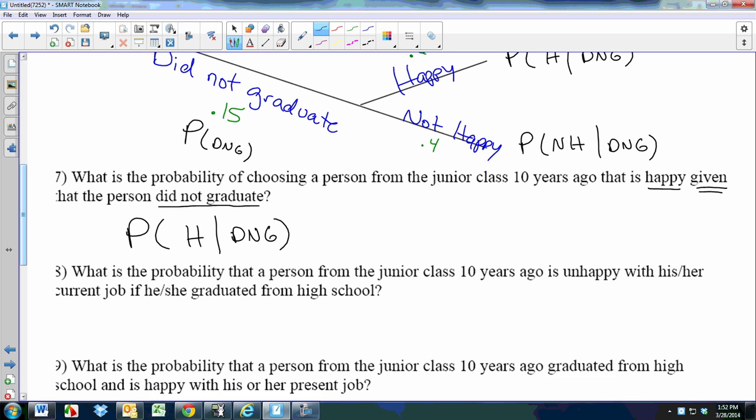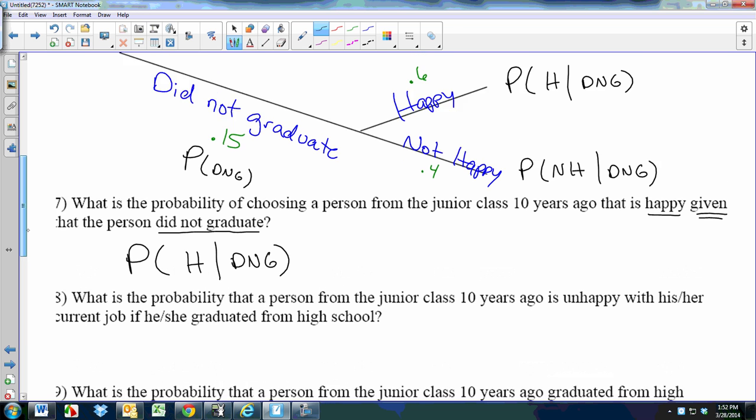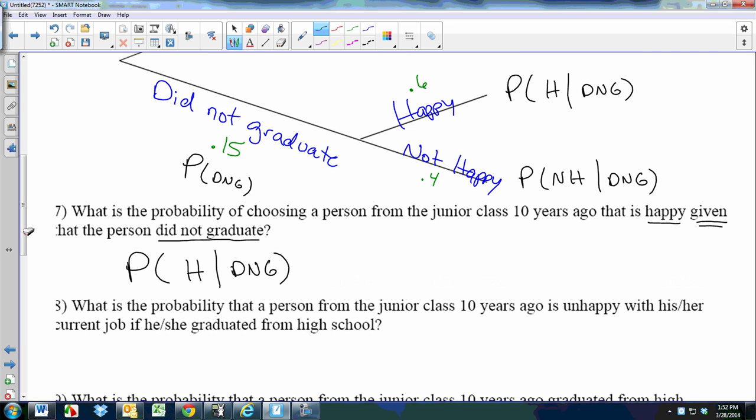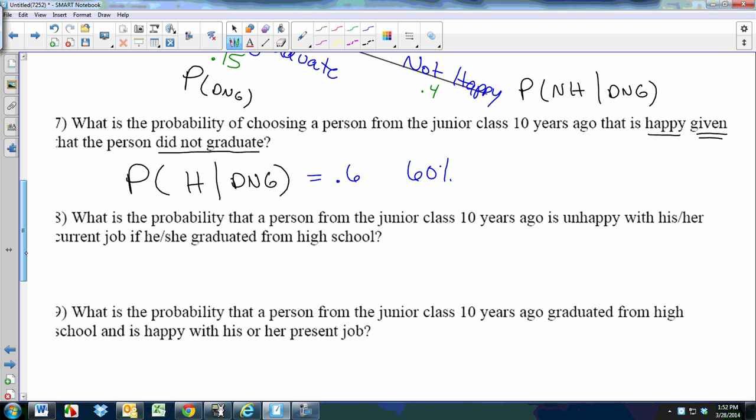Then look at your chart, look at your tree diagram. Which number is that? Yeah, that's the 0.6, isn't it? See how it has the symbol happy, given, did not graduate? That's what that 0.6 is. All right, so we've got that answer, 0.6, 60%. Now you try the next one, which is your number 7.